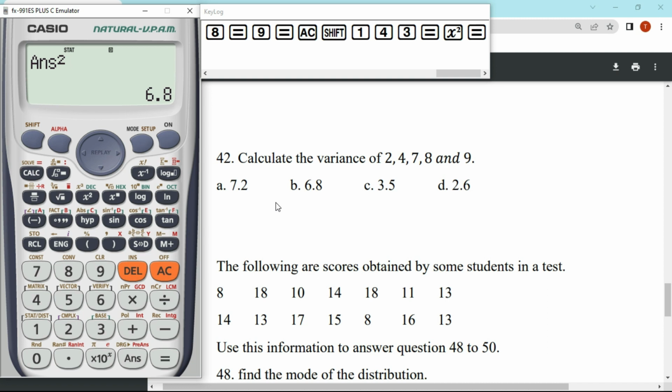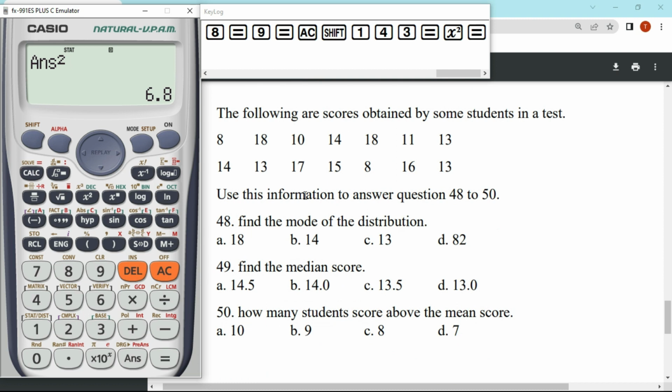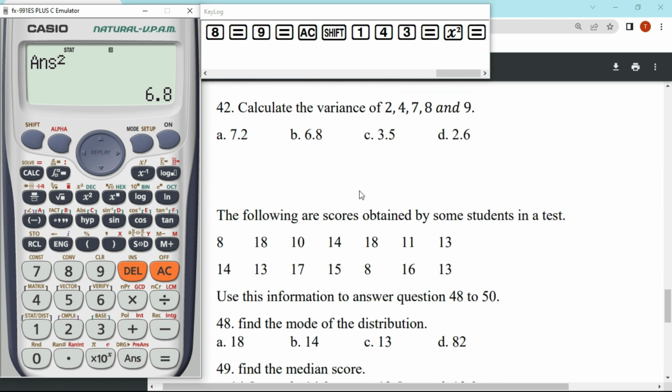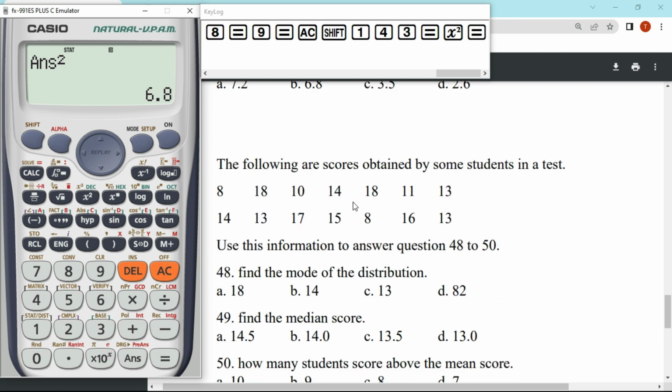Let's go on. So now let's go on to questions 48, 49, and 50. And this is also a statistical problem. They say the following are the scores obtained by some students in a test, and then we are being given the values here. We are asked to use this to solve questions 48 to 50. Looking through, we are asked to find the mode of the distribution.